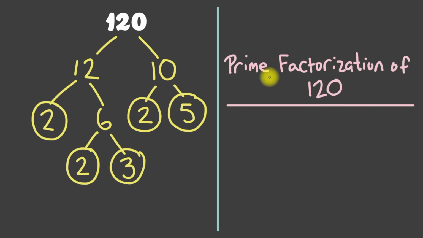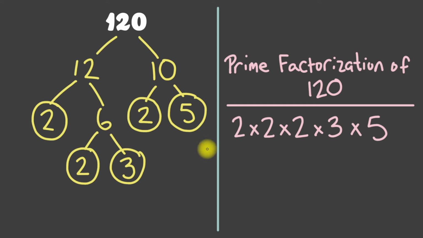Before I write the prime factorization, I like to put the prime factors in order from least to greatest. So I know I have 2's, a 3, and a 5. So I've got 2 times 2 times 2. So I have all the 2's times 3 times 5.